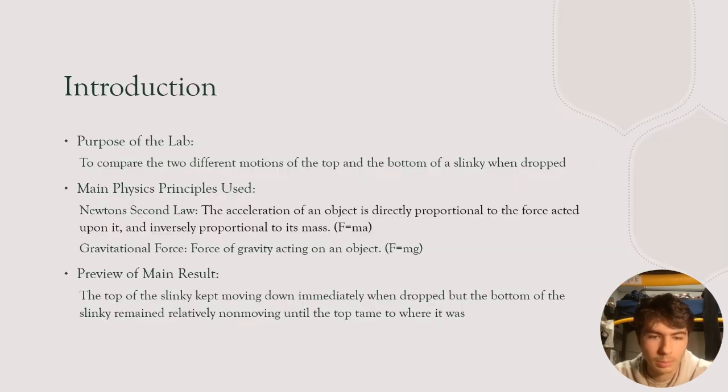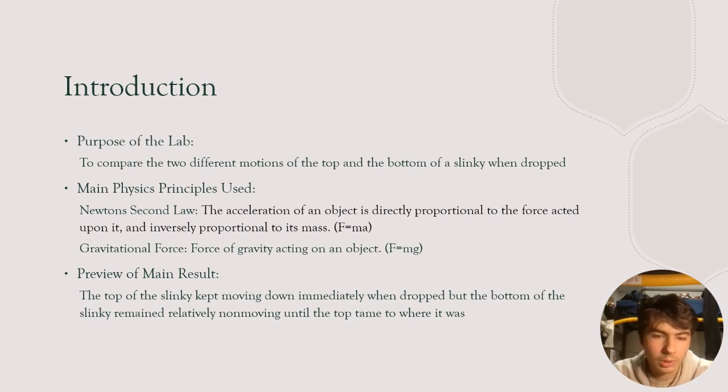So the purpose of our lab, in this case, is to compare the two different motions of the top and the bottom of a Slinky when it drops. So what happens to the top, what happens to the bottom part of the Slinky. And the main physics principles we're going to use are Newton's second law, which is that the acceleration of an object is directly proportional to the force acted upon it and inversely proportional to its mass, commonly known as F equals ma. The gravitational force, which is just the force of gravity acting on an object, is F equals mg.